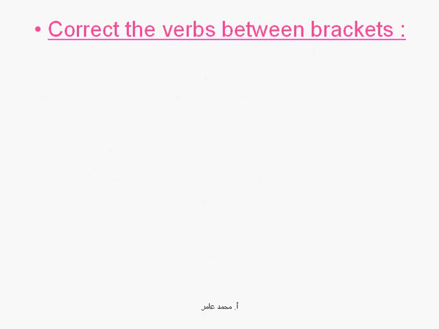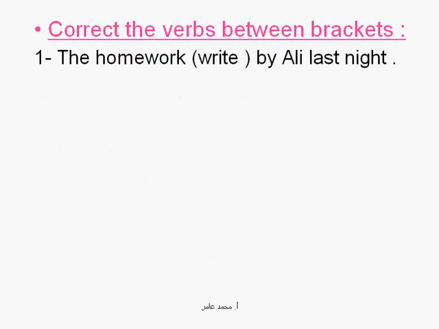Now let's do some exercises. Correct the verb between brackets. The homework written by Ali last night. Here, as you can see, the homework is the object. It's not the subject. The homework doesn't write itself. So the sentence is in the passive voice because here we begin with the object.